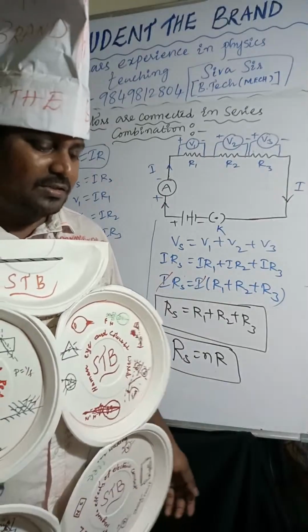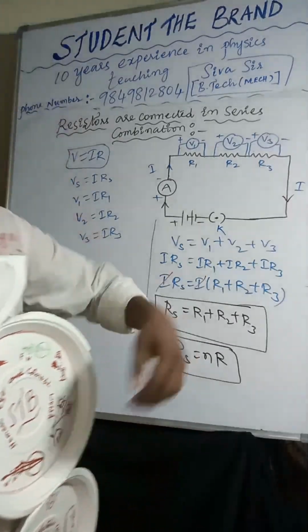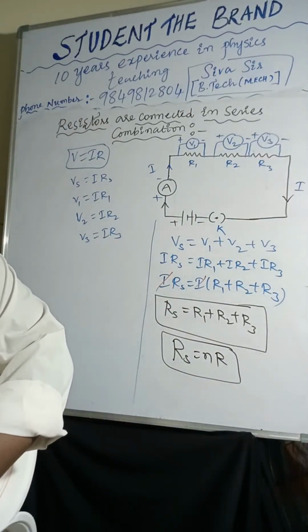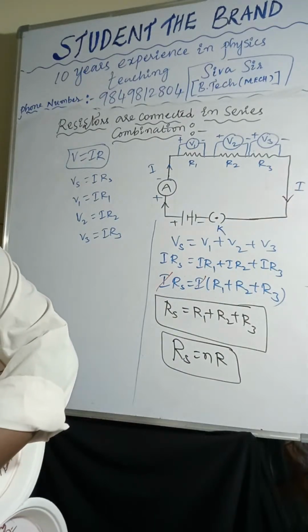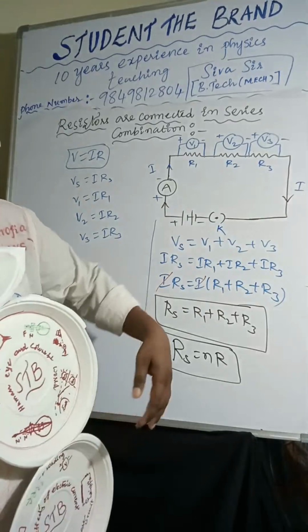So in series combination, you can observe, we can simply add all the resistances.